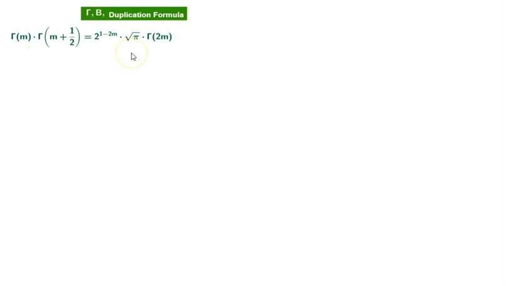Okay, we have seen the duplication formula. So let's look at gamma, beta, and the duplication formula. Gamma of m plus half is equal to 1 by 2 to the power of 2m times root pi times 2m factorial by m factorial, where m is a positive integer. Okay, let's see how we can show that. Looks very similar, right? But here we have factorials and here we have gamma.